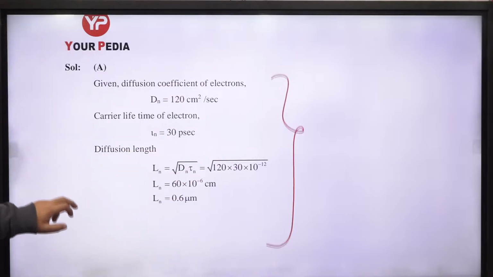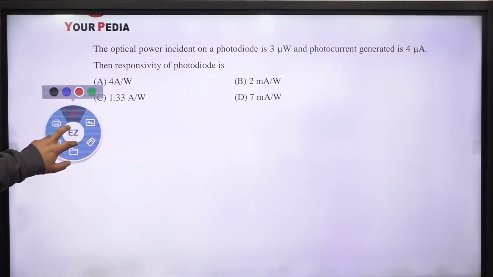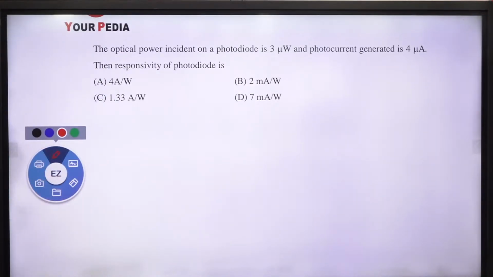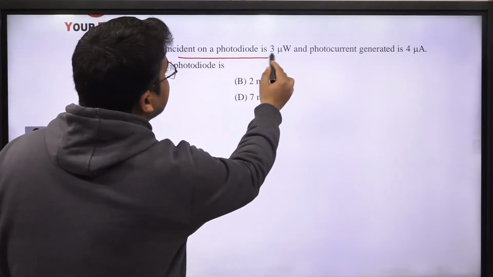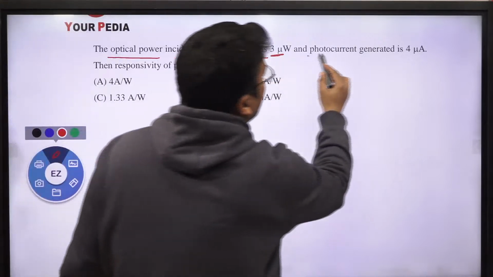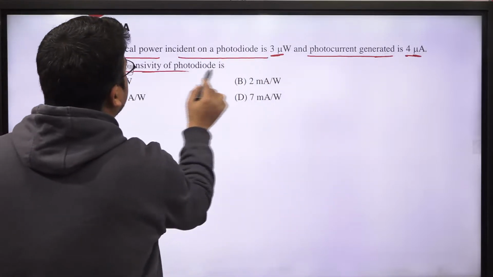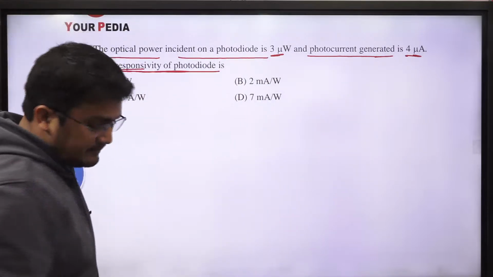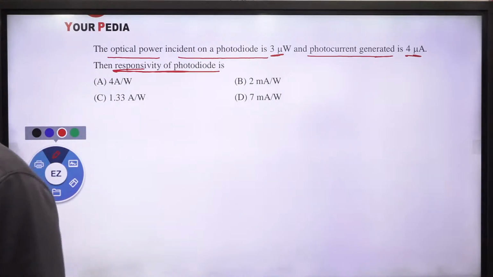Fine. Next question you can see. Again, this question is from EDC. The question is: optical power incident on a photodiode is 3 microwatt and the photocurrent generated is 4 microampere. Then the responsivity of the photodiode is, guys, tell me what will be the responsivity of the photodiode. Tell me the answer please. What will be the answer for this?